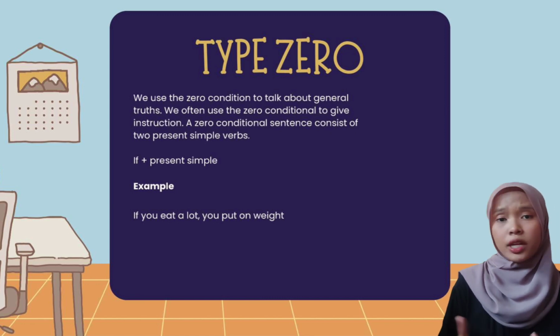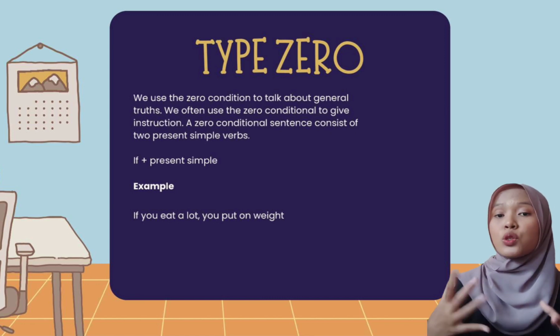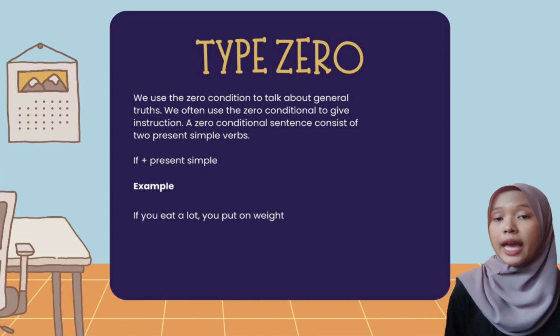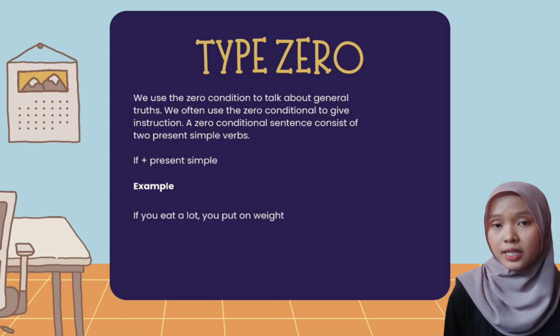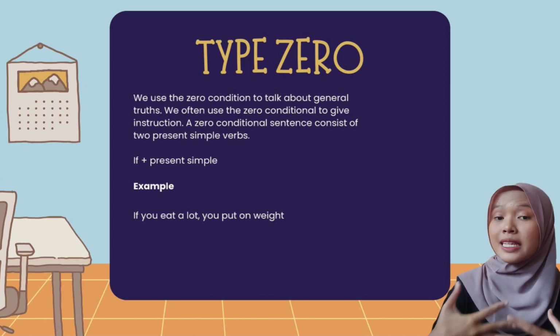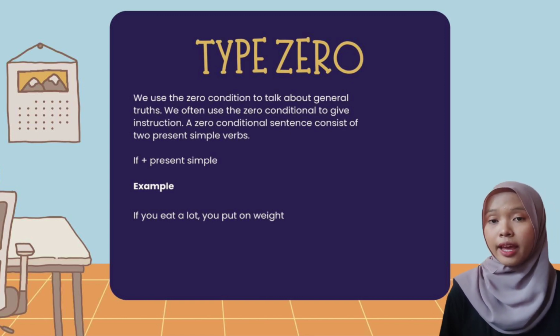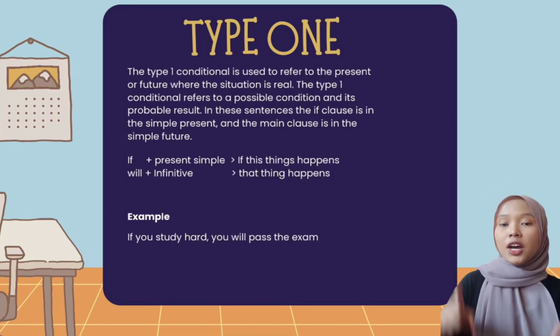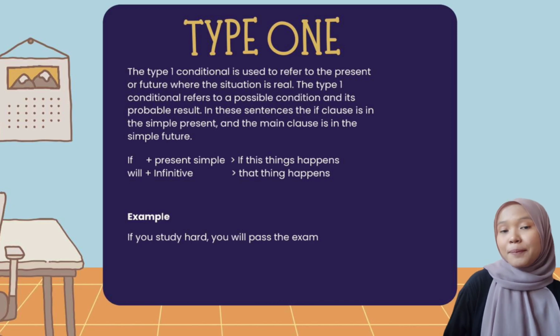Okay, the zero conditional is also often used to give instructions using the imperative in the main clause. Example, if Bill phones, tell him to meet me at the cinema. And then ask him if you're not sure what to do. Okay, the next type is type 1.